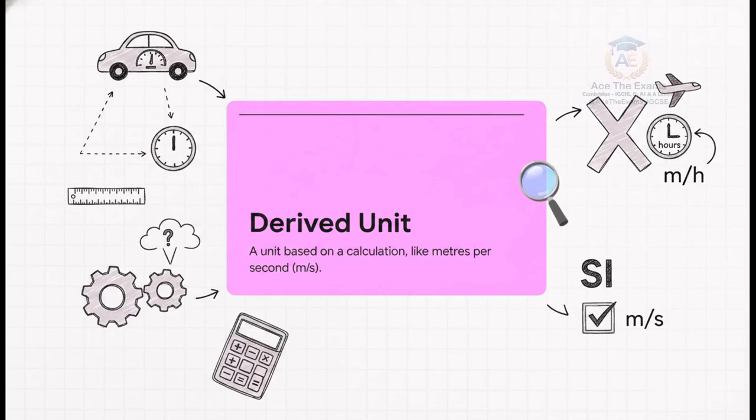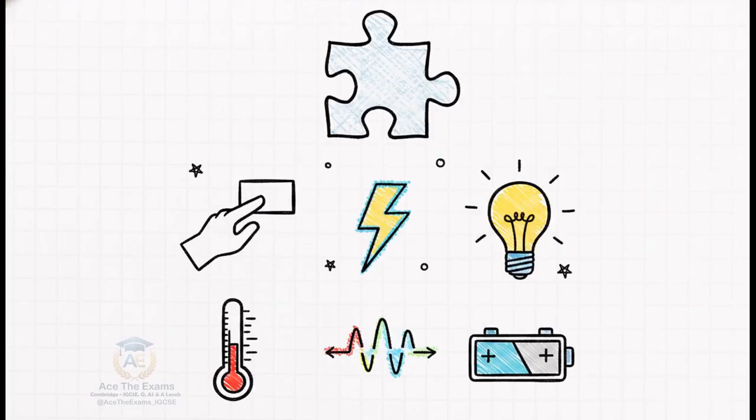Which brings us to derived units. Think of a derived unit as something based on a calculation, like meters per second for speed. When you're calculating speed, if you carelessly mix up distance in meters and time in seconds with distances in kilometers and times in hours, well, your derived unit is going to be completely, hopelessly wrong. It'll just be a meaningless number. You literally cannot have a speed in meters per hour if the mark scheme is hunting for standard SI derived units.